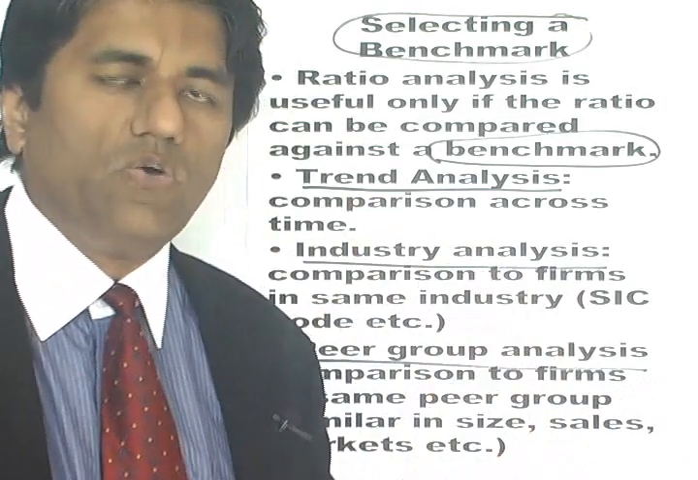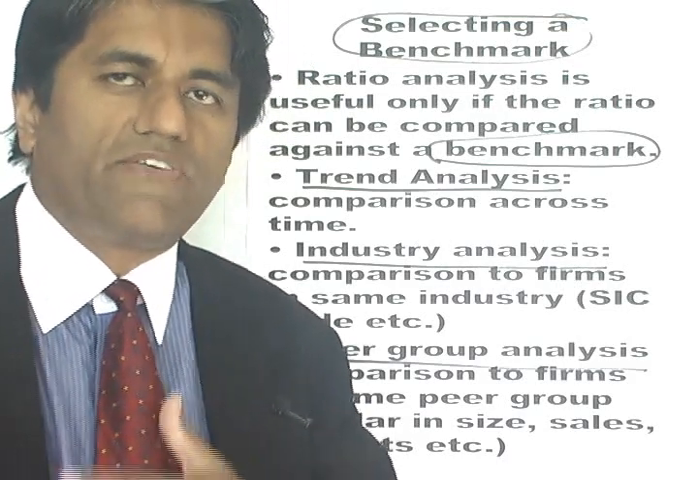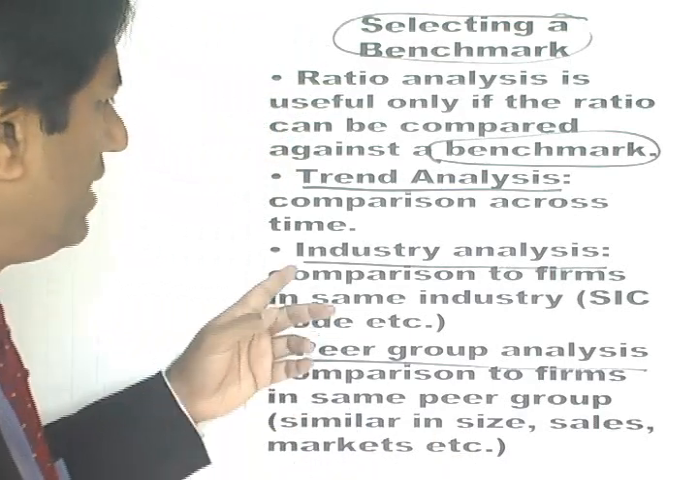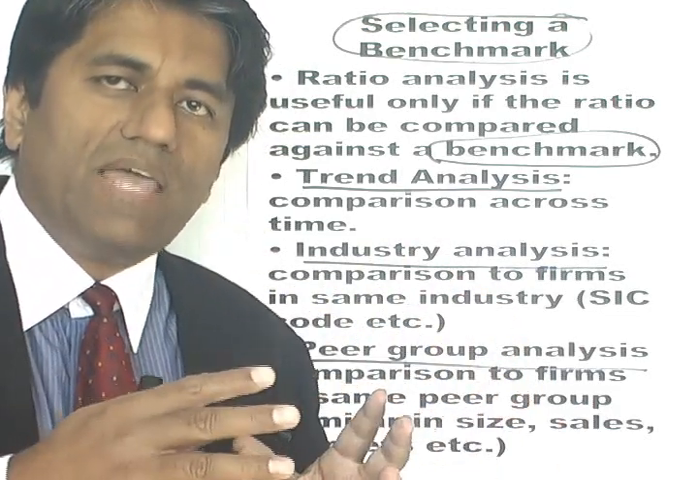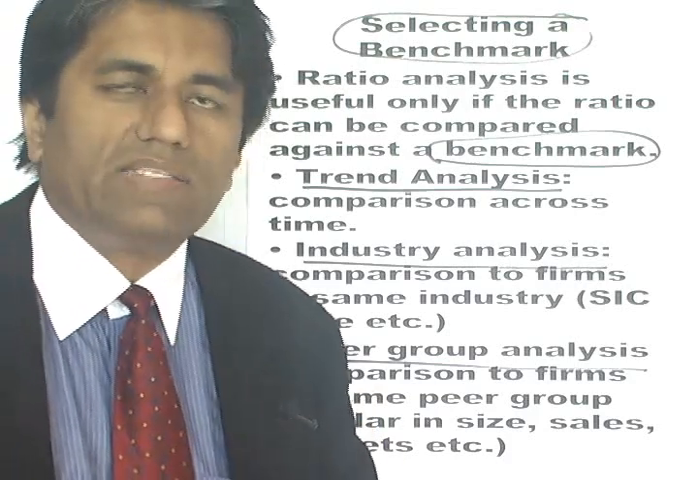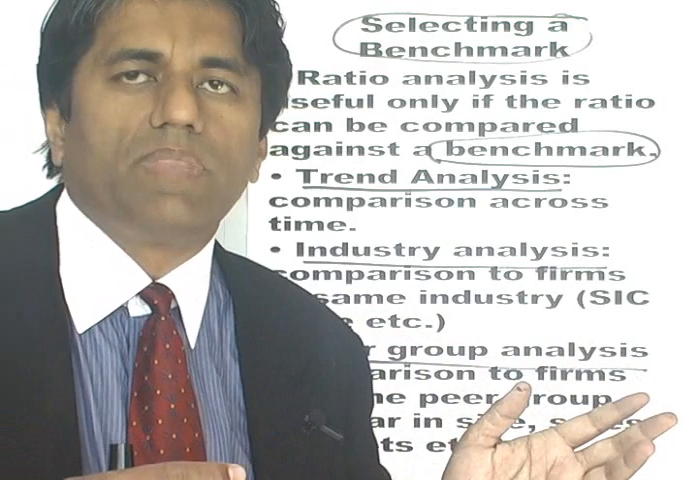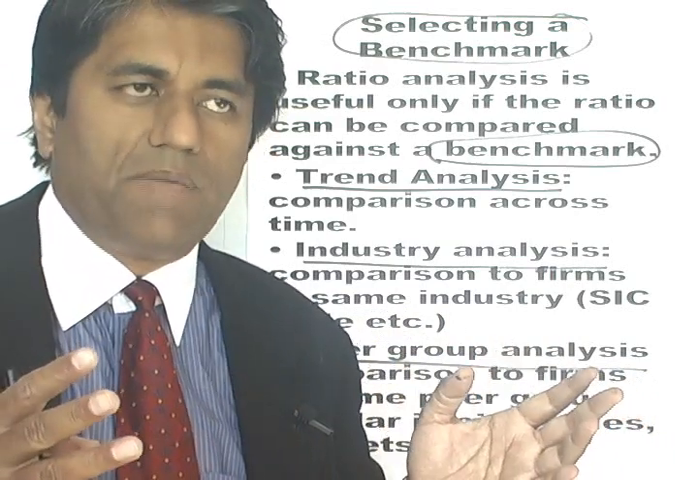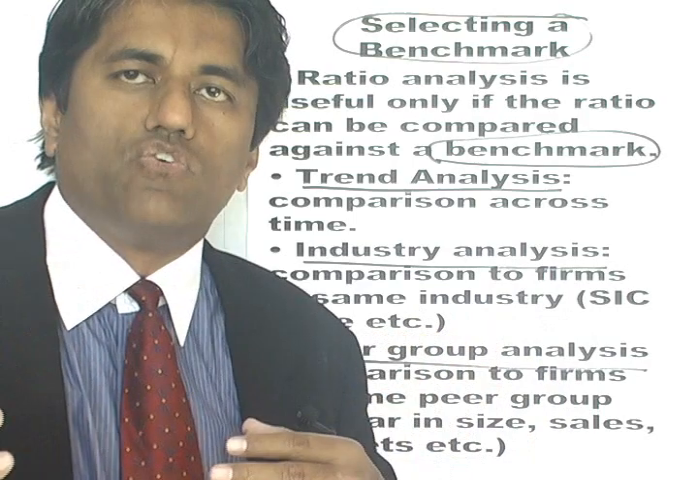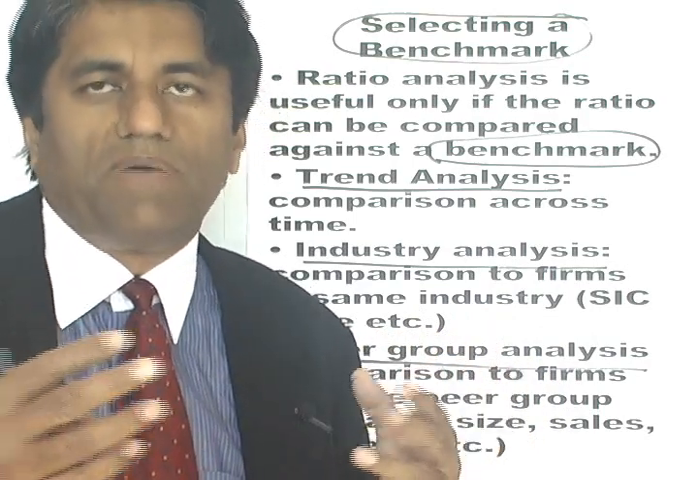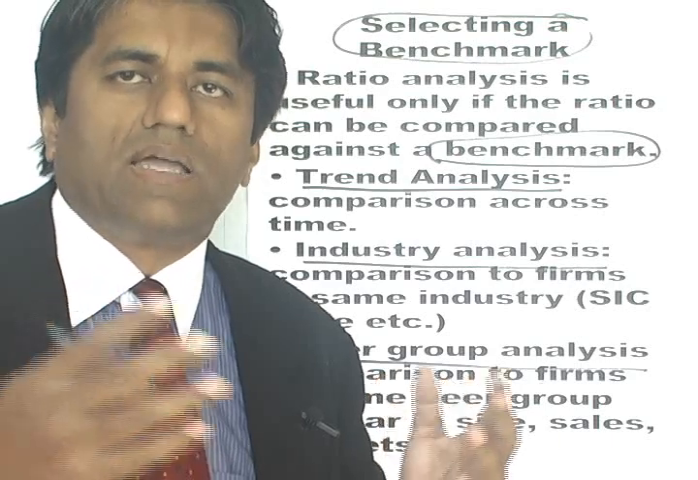In trend analysis, we take the same firm and look at how the ratios are changing with time. So what is the trend of those ratios? In industry analysis, we look at the ratios for a firm and compare them to ratios for other firms. For example, Google and Yahoo are in the same industry, and if you look at the price earning ratios for both of them, you may find that Google has a higher price earning ratio compared to Yahoo. And then the question is, why is that so? Well, that's probably because the market believes that Google has better growth prospects compared to Yahoo.